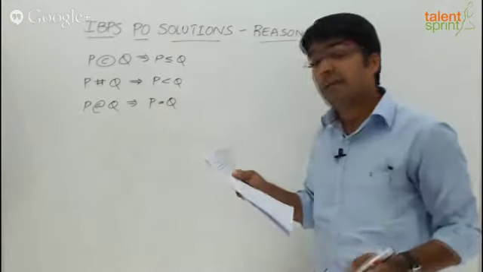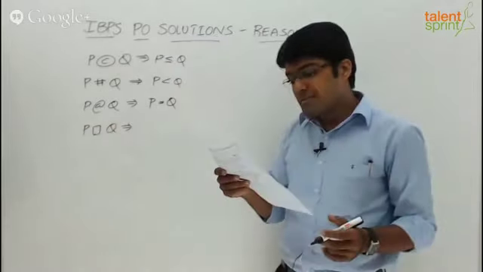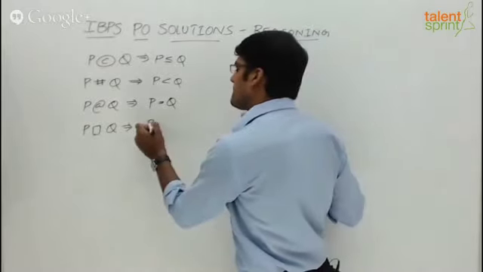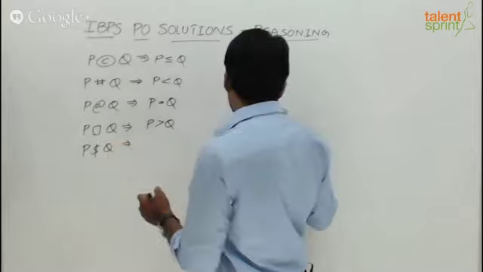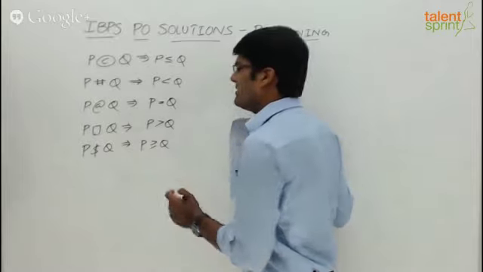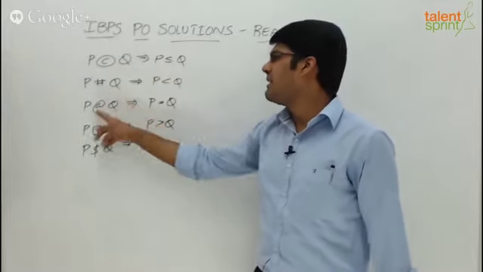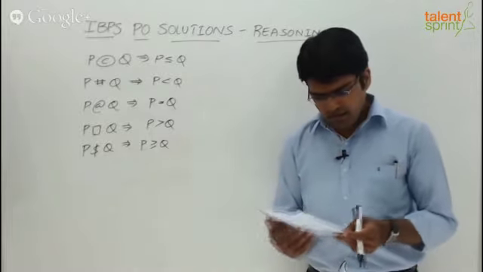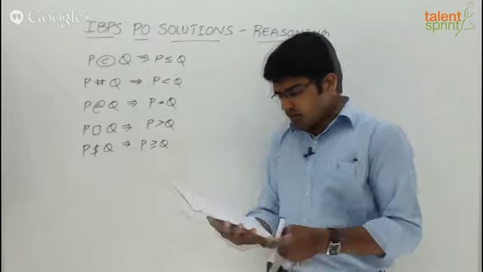Then P box Q means P is neither smaller nor equal. If it is not small and not equal, it is greater. So P greater than Q. And the last one here is P dollar Q, which says P is not small. If it is not smaller, it can be greater or equal. So P greater than or equal to. So this is the general format. We have different symbols with meaning. So copyright is less than or equal to, hash less than, at the rate equal to, box is greater than, dollar is greater than or equal to. Let's look at a couple of questions from this topic and then we'll close the session. Fine.